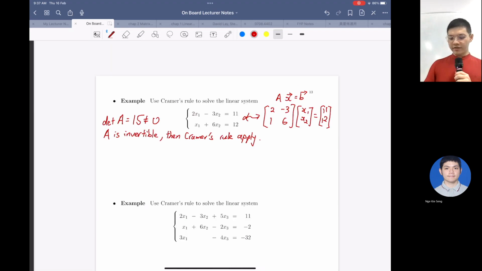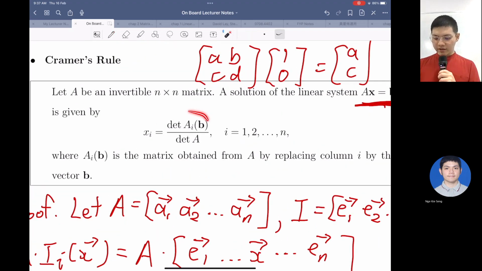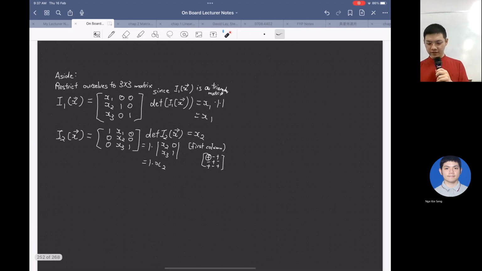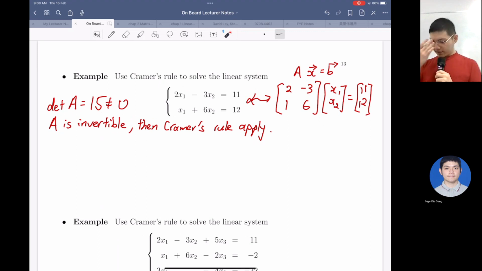Okay, something to note here, you see? Xi is the determinant of this weird matrix divided by the determinant of A. If the determinant of A is 0, what happened? The solution will not be defined. So it's another thing to see here. So Cramer's rule applies.